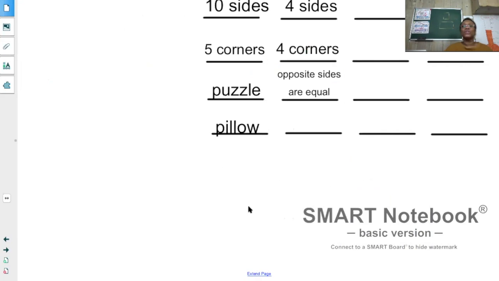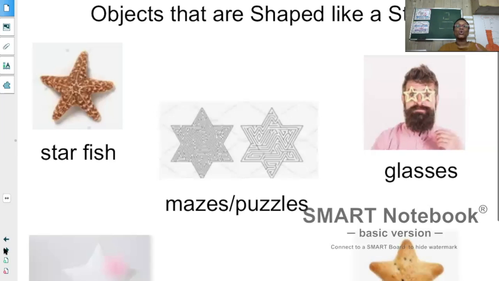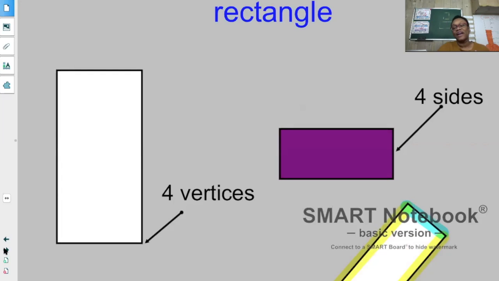And now I want you to, again, look around the room, maybe pause the video, take a look around your house, and I want you to find one item that is in the shape of our rectangle. Find one real item that's in the shape of a rectangle. When you found that item, I'd like you to write it on the line. Now, I'm going to show you some of the things that I found that can be in the shape of a rectangle.